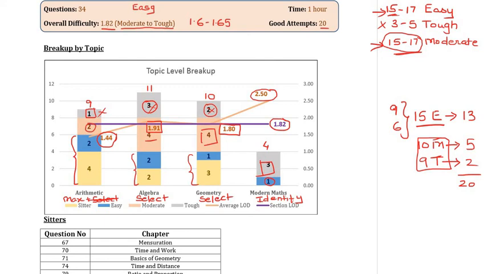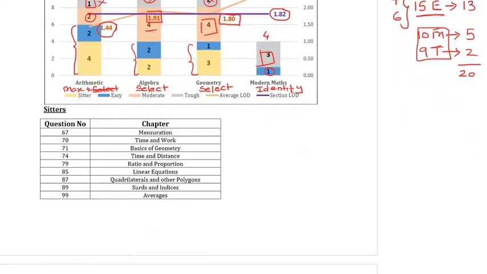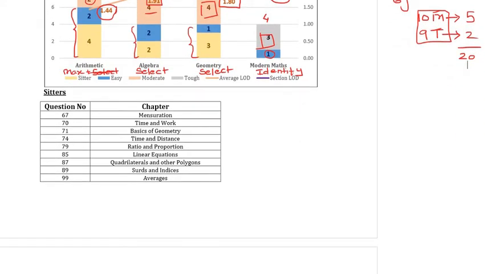As we said, there were 9 sitters. So our faculty have come up with a list of these sitters here. You can have a look at this list. As we always say, this list is not exhaustive, which means you can add more questions to this list if you feel some other question, let's say 68 for example, is a sitter. You can always remove some questions and say 79 is not a sitter, it is moderate. So that is up to you.